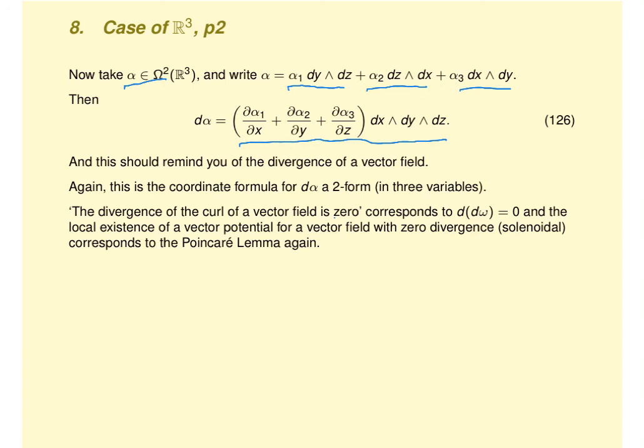So this should remind you of the divergence of a vector field. And again, the same process of converting differential forms into vector fields enables you to think of this coefficient here as a function which is the divergence of the vector field that corresponds to alpha. And then you remember that the divergence of the curl of a vector field is 0. And that corresponds to d of d omega equals 0 for omega a one form. And the local existence of a vector potential, if your vector field has 0 divergence, that's to say it's solenoidal, then this corresponds to the Poincare lemma for two forms on R3.